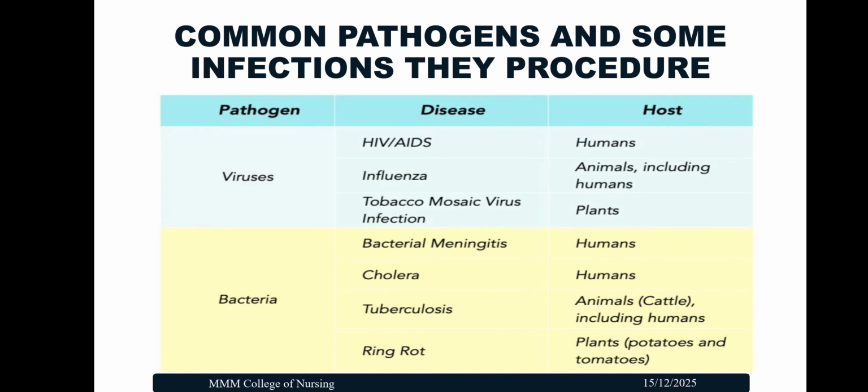Then we'll see about common pathogens and some infections they produce. The pathogen virus causes disease in animals including humans and plants, that is HIV and AIDS in humans, influenza in animals, and tobacco mosaic infection in plants. The pathogen bacteria causes diseases in humans like bacterial meningitis and cholera. In animals and also in humans it is tuberculosis, and in plants ring rot infection.